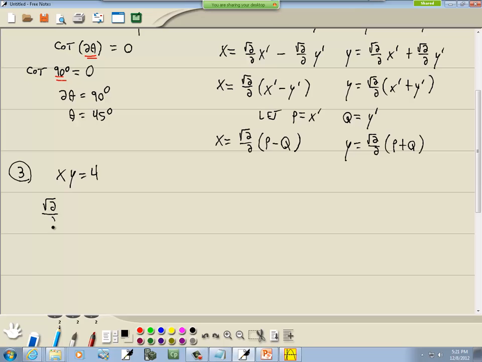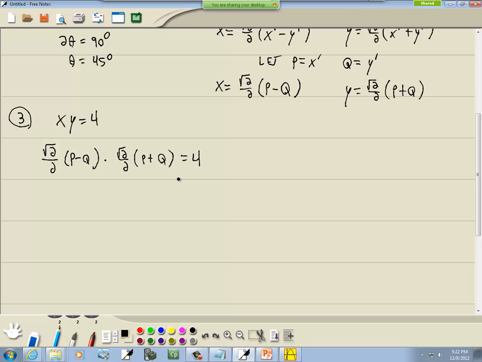So I got square root of 2 over 2 times p minus q, times y, which is square root of 2 over 2 times p plus q, equals 4. Well, square root of 2 over 2 times square root of 2 over 2: square root of 2 times square root of 2 is 2, 2 times 2 is 4. p minus q times p plus q. These are conjugates. All we have to do is multiply our first parts together and our last parts. So we got p times p is p squared minus q times q is q squared.